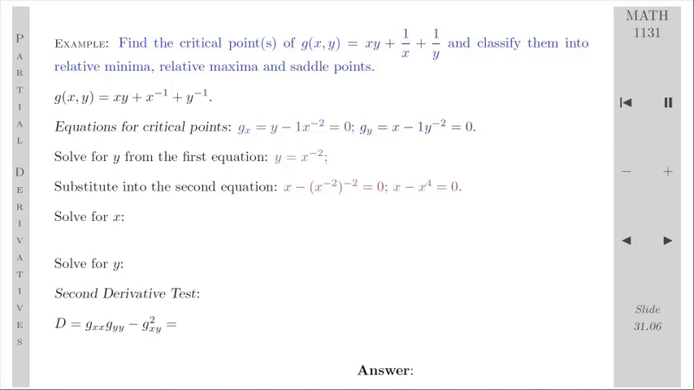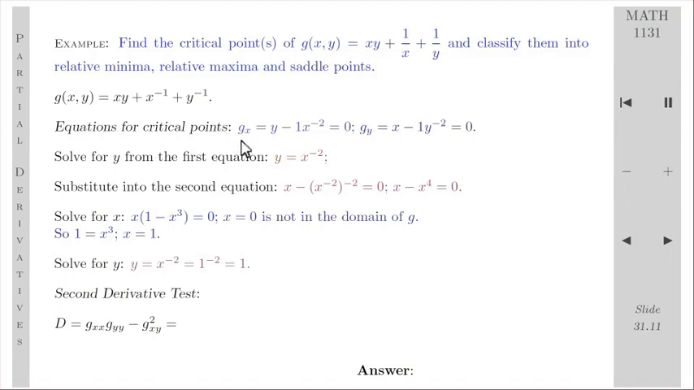I'm going to solve this for x. I have a polynomial equation, so I'll try to solve by factoring. I can factor an x out of the two terms. I get x times 1 minus x cubed equals 0. x equals 0 is not in the domain of g because I have this term 1 over x, so x cannot be 0, which means x cubed is 1, so x is equal to 1. And y is 1 to the power negative 2 because y equals x to the power negative 2, so y is also equal to 1. So again we have only one critical point, namely (1, 1), and we'll use the second derivative test to decide what type it is.